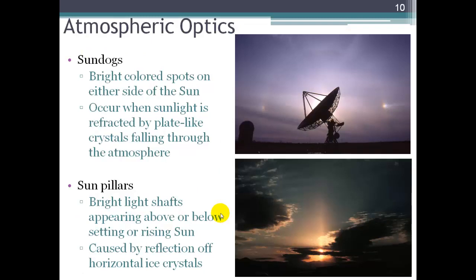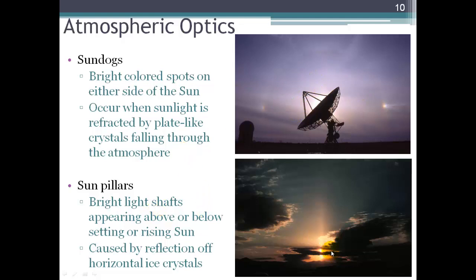Another phenomenon is a sundog, and you see the picture here with the satellite receiver dish, where we have these two bright rainbow lights on either side. These are called sundogs, and they're bright colored spots that are on either side of the sun. So the sun in this picture is kind of behind this antenna, but you can still see that the sun is there. So these occur when the sunlight is refracted by plate-like crystals that are falling through the atmosphere. So we've got very high clouds again. You can see in this picture, high clouds are always made up of ice crystals, and when the crystals are just the right type, you might see a sundog.